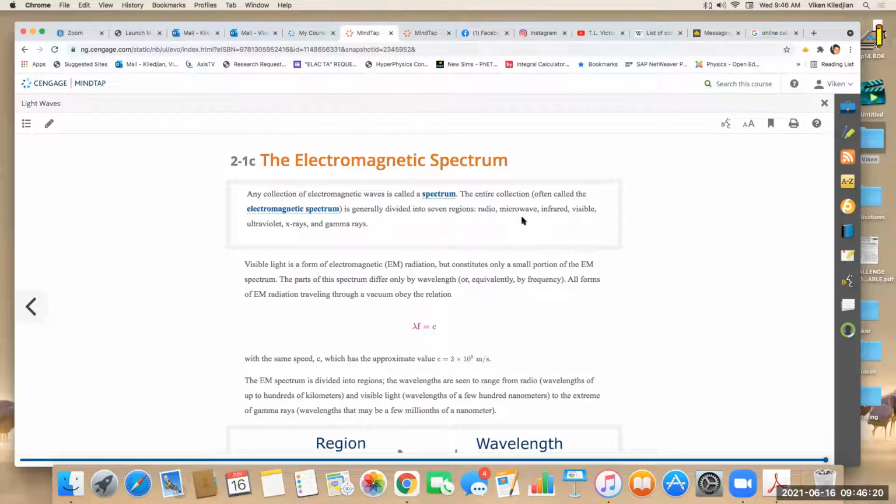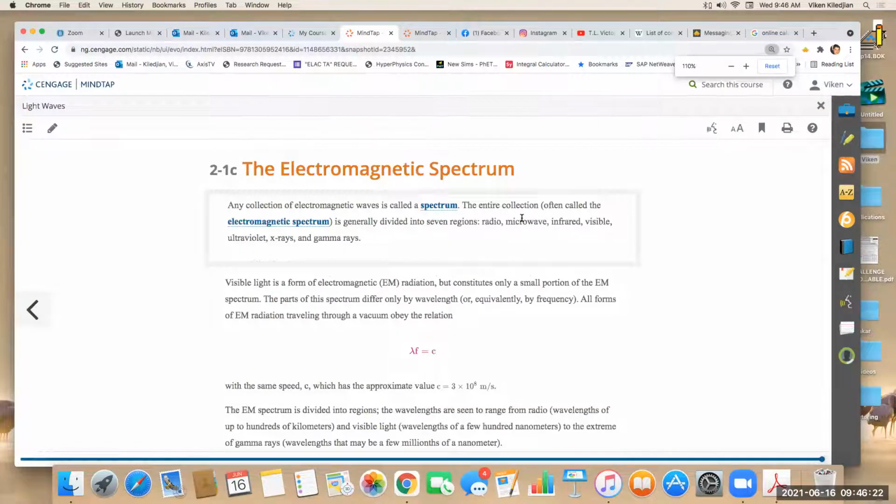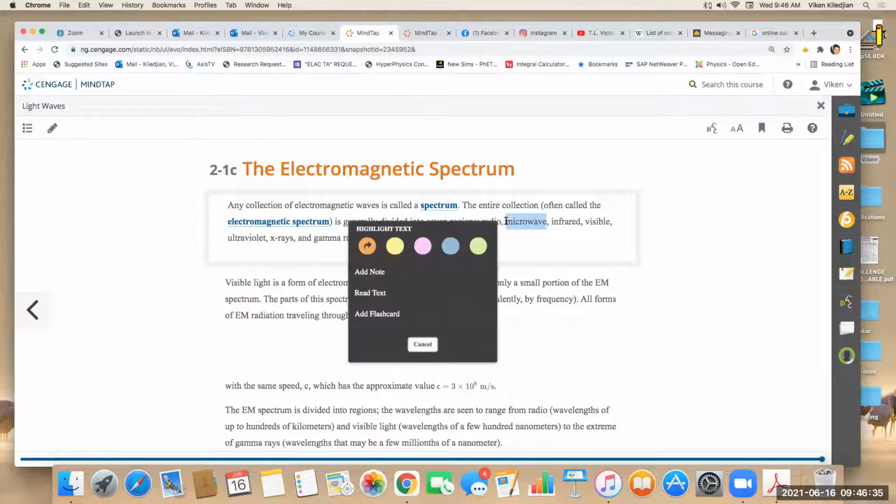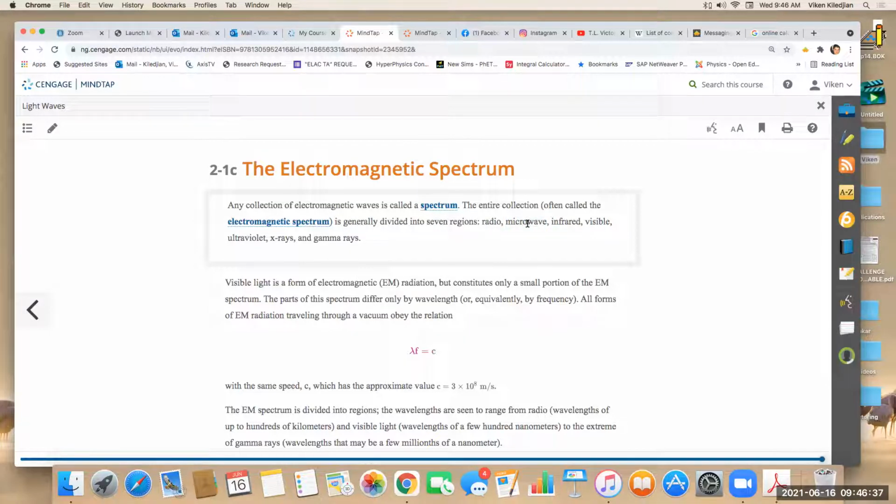Let me make this a little larger. Microwave is what we use to cook our food, right? And there are also other things that we use microwaves for. So they are also part of the electromagnetic spectrum, then infrared, then visible light. So that's what we usually call just light. That's the small sliver of frequencies that are called visible light.